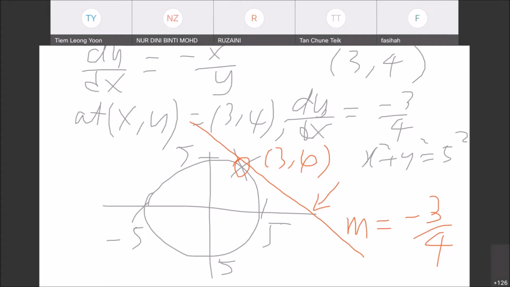A slope that's positive would be like this. So you know that the slope must have a negative value, and our calculation shows that yes, the slope expression is minus 3 over 4. So that completes the calculation.